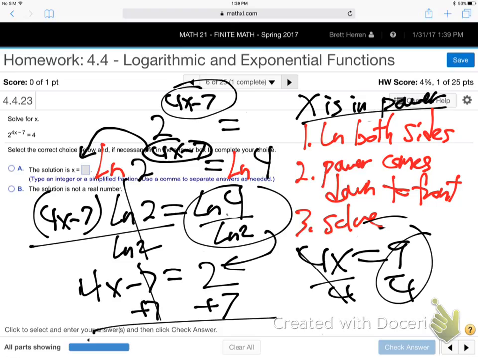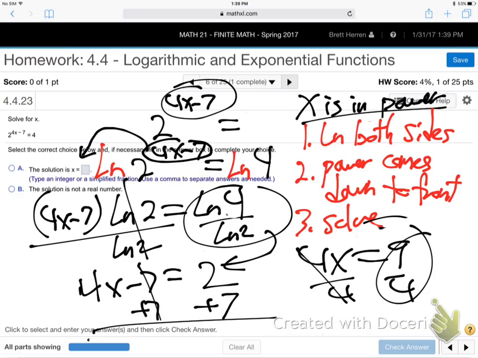Yeah, no, we don't need to check anything. Don't need. That's only when they start with logs. That's different than using a log. Are you seeing the difference there? The original problem did not have any logs, did it? So only when the original question has an ln or a regular log, any kind of log, then you have to check those. Because remember, the original inside of a log can't be negative or zero.